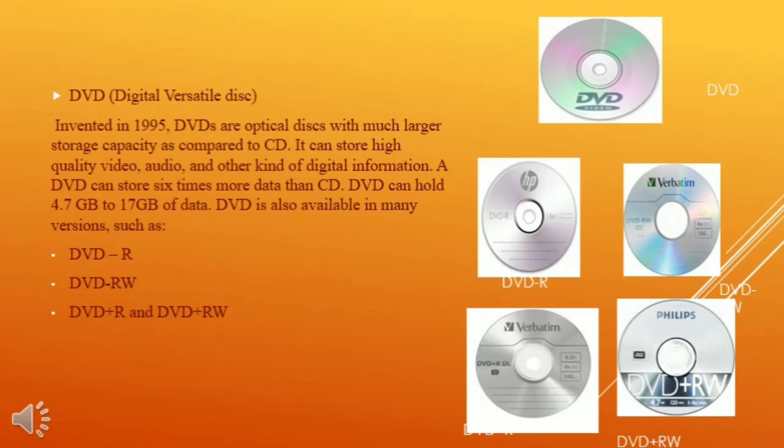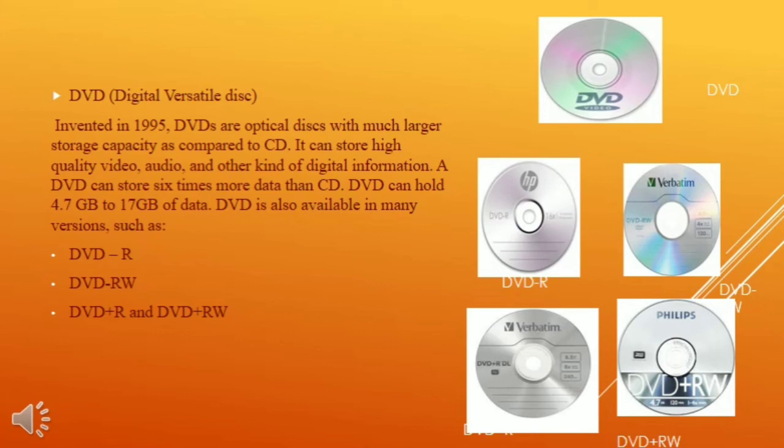DVD. The full form of DVD is Digital Versatile Disc. It was invented in 1995. DVD has become a very popular data storage device. Initially, it was called Digital Video Disc, later changed into Digital Versatile Disc. DVDs are optical discs with much larger storage capacity as compared to CD. DVD can store high quality video, audio, and other kinds of digital information.